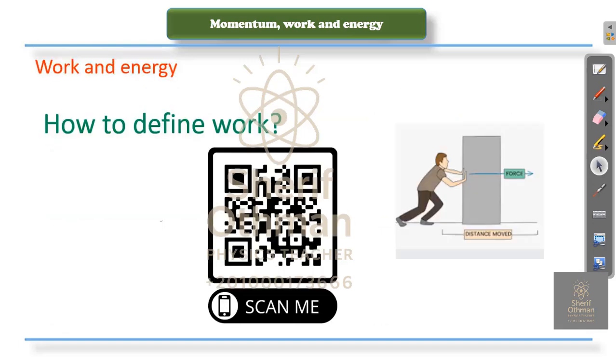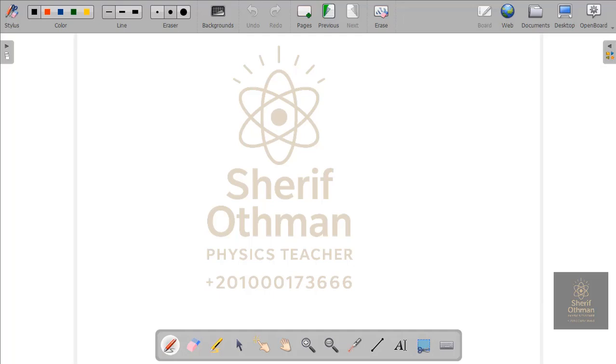Okay guys, what is the meaning of work and what is the meaning of energy? Scan the QR code and return back to me. What is work, guys? Work is the force applied on an object to make it move a certain distance or displacement in its direction, or in the direction of the applied force.